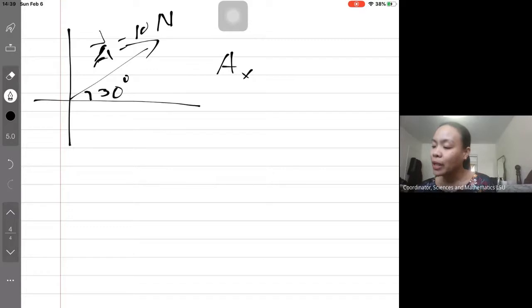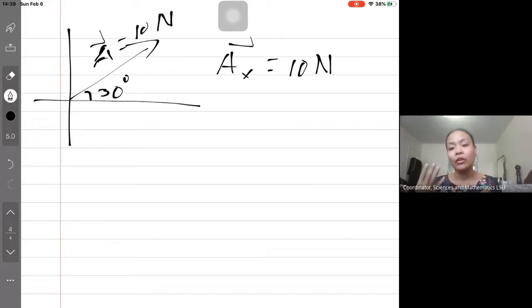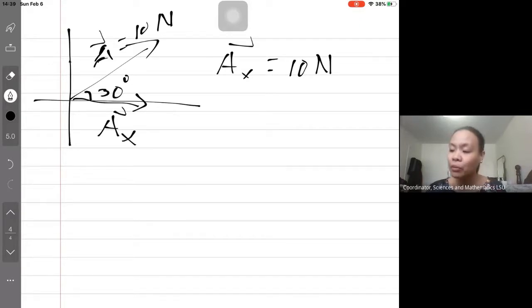So for the x component of our vector A, it will be the magnitude, which is 10 newtons, and we are going to use the trigonometric functions, sine and cosine. So do not forget your SOHCAHTOA from trigonometry. Our x component for vector A is here along the x-axis, and the y component of vector A is also here along the y-axis. So with that, remember SOHCAHTOA. When we say cosine, it is adjacent over hypotenuse. Our hypotenuse now is the resultant vector, this one.